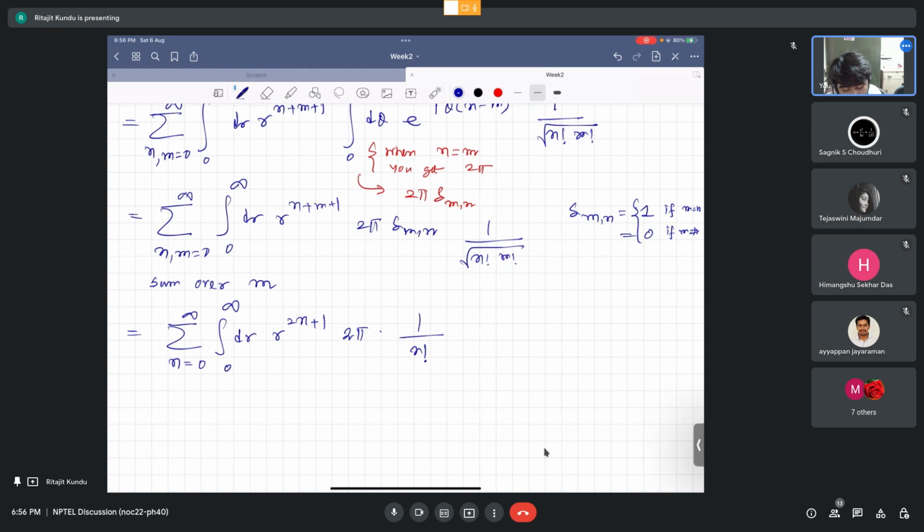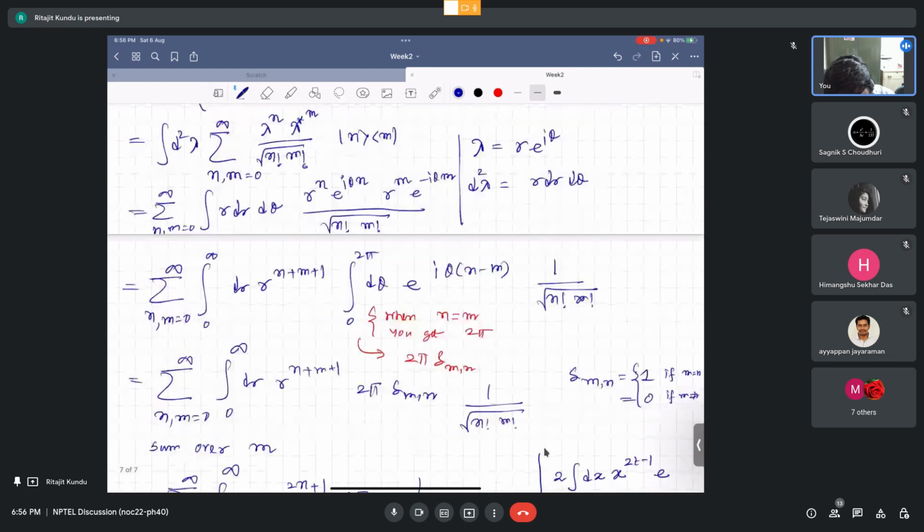Now we have to do this integration. If you are familiar with the gamma function, I'll just give you the identity. This integration gives you a gamma function. What do I mean? I'll just write. This integration, 2 times, let's say, dx, x to the power 2t minus 1 and e to the power, oh, I have missed some e to the powers actually.